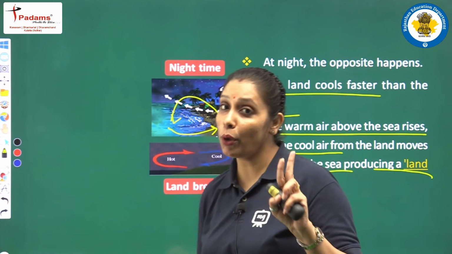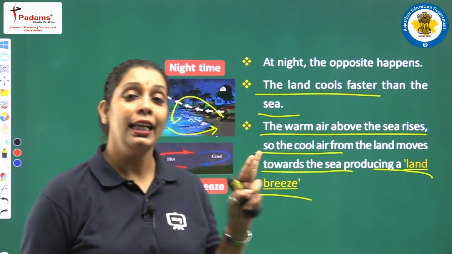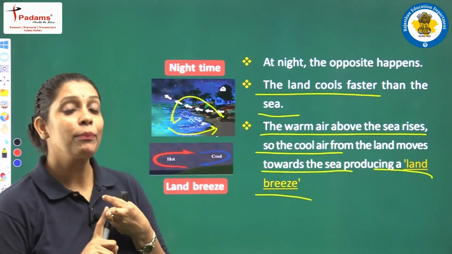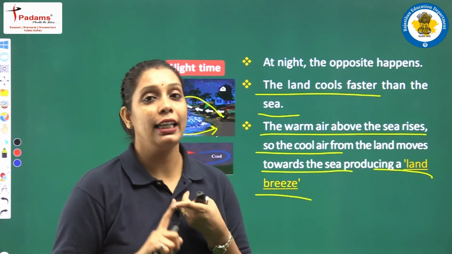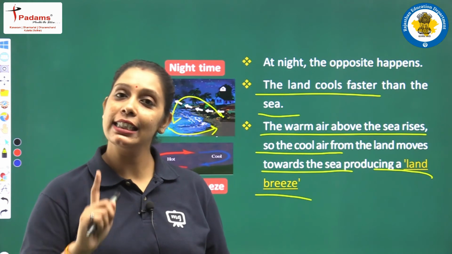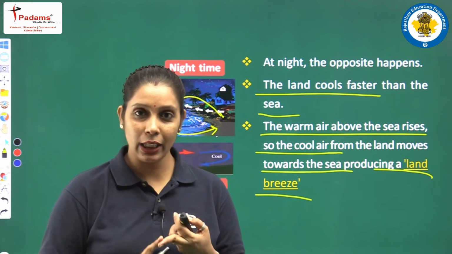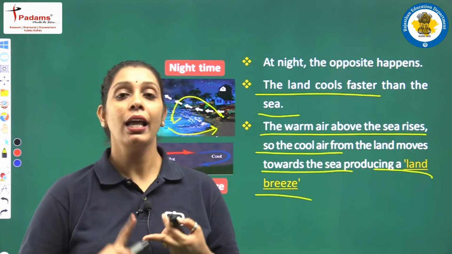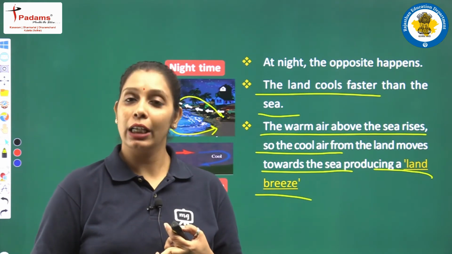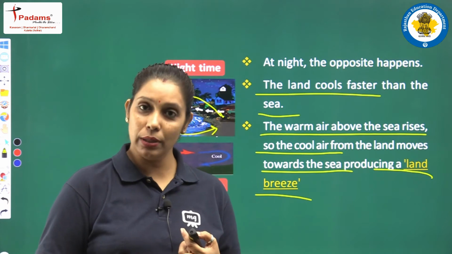And here two important questions arise. When does the land breeze occur? At the time of night. When does the sea breeze occur? At the time of day. Is it clear to everybody? What is convection? How does convection take place in water, in air, and what are natural convection currents, the coastal breezes?